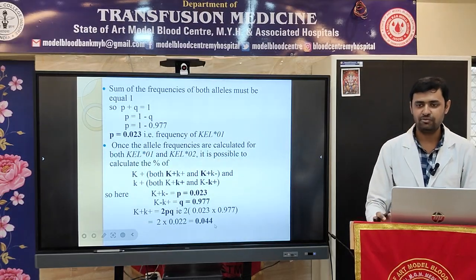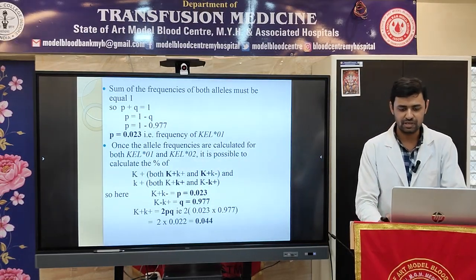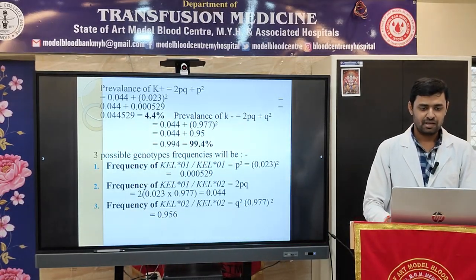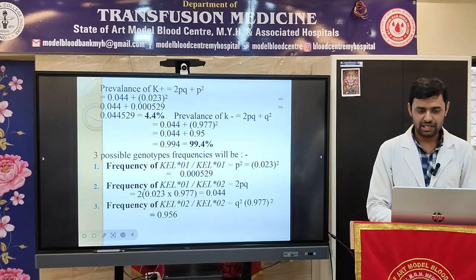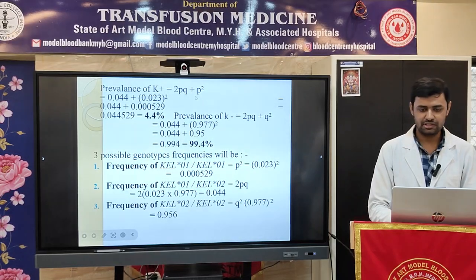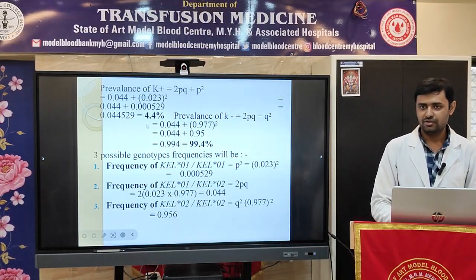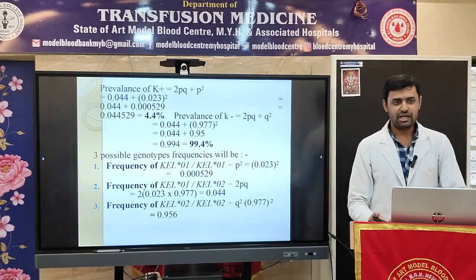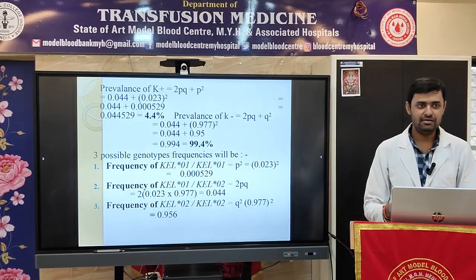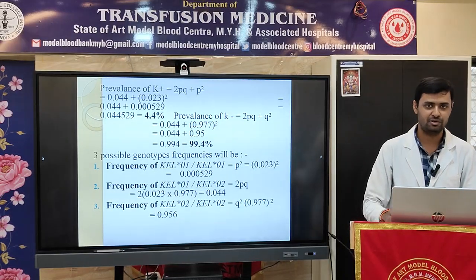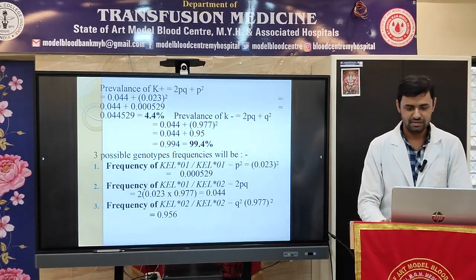Now we can put in the formula of P square plus 2pq plus Q square, and we can calculate the genotypic frequencies also. So prevalence of K positive, only K positive, will be 2pq and P square, since P square is the pure homozygous one and 2pq is the heterozygous one. So we can calculate the prevalence of K positive as 4.4%. So from genotype frequency prevalence, we can find allele distribution also, and from allele distribution we can find genotypic prevalence also. We can find vice versa.